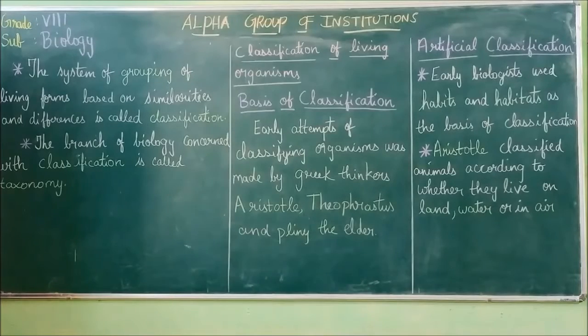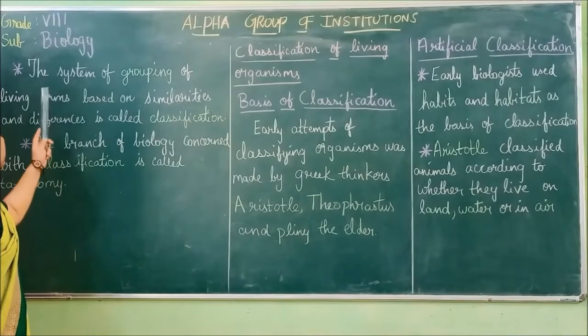We were seeing the importance of classification, why classification is needed, how many organisms are there, what is the main need of classification, and how the organisms are unique. So those are the things we saw now. And next, we are going to see the different types of classification.